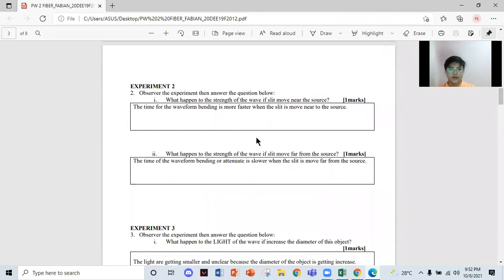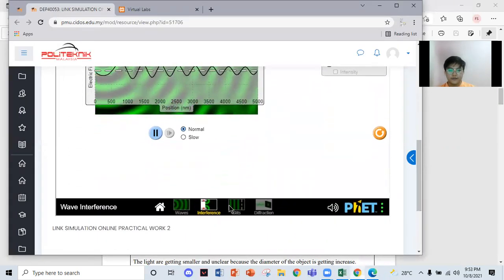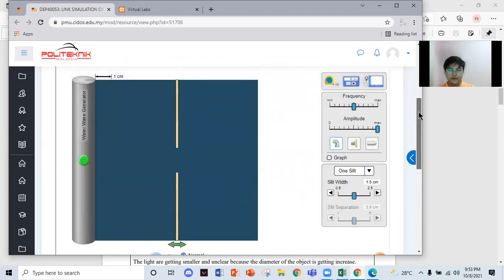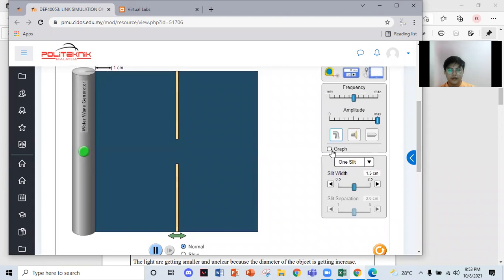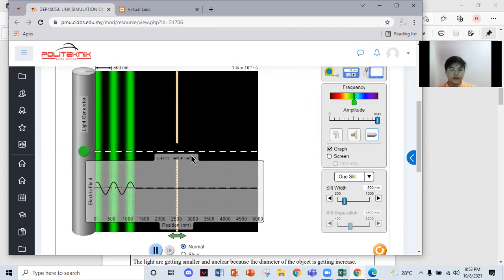Oke, untuk eksperimen kedua. Jadi eksperimen kedua ini dia menyuruh kita untuk menjawab what happened to the strength of the wave if slit move near to the source. So saya akan demonstrate sedikit untuk eksperimen kedua ini. Klik di sini slit, kita klik sampai ini, and then kita klik laser.